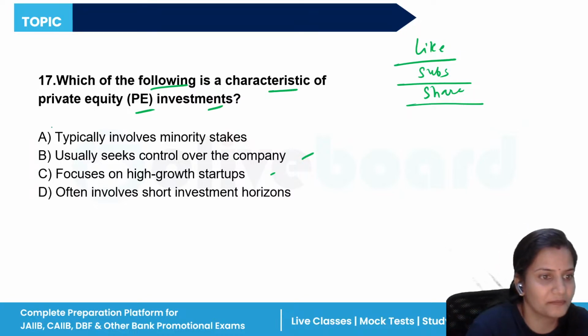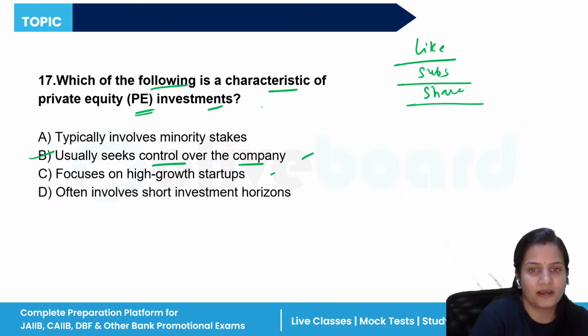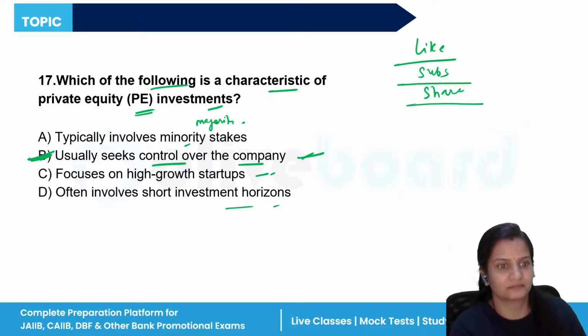So it is option number B. It takes the control over the company. The private equity, the characteristics is what? It typically involves minority stakes. No, not minority, a majority. Takes control over the company. Focuses on high growth startup, often involves short term horizons. So this is the primary characteristic of private equity.